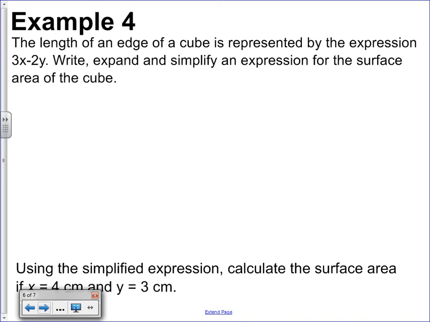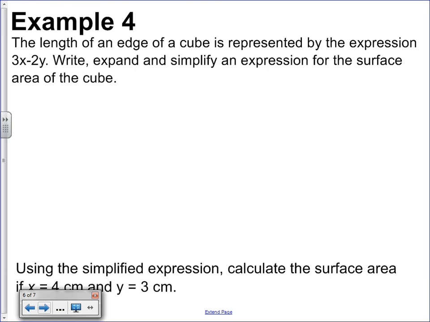Example 4. Here's our very last one. It says the length of an edge of a cube is represented by the expression 3x minus 2y. Write, expand, and simplify an expression for the surface area of the cube. Nathan? Good. So it's a cube.